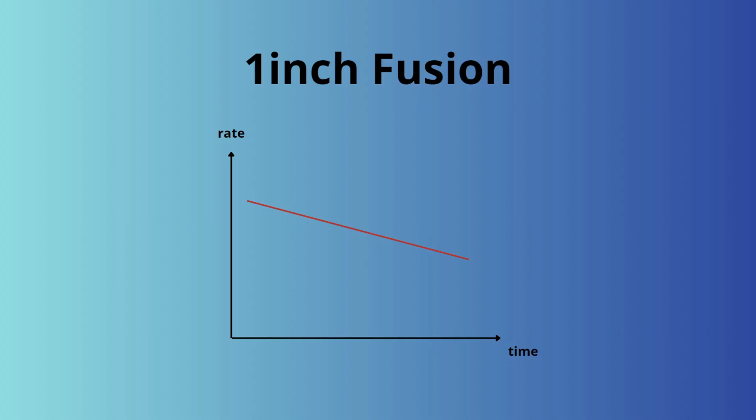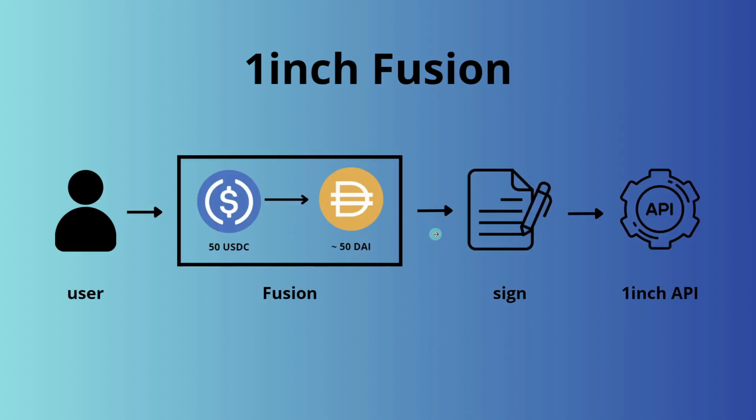So instead of a classical auction where the price starts at the lowest and rises, in this case the price decreases over time. Let's make an example. Let's say that the user in this case wants to swap 50 USDC for more or less 50 DAI using the Fusion system.